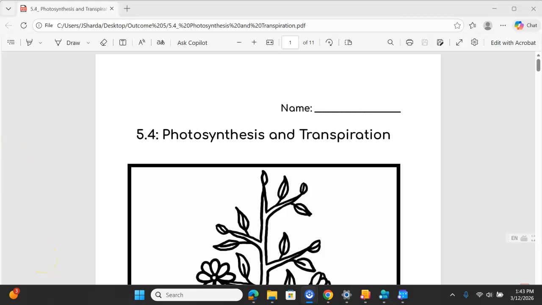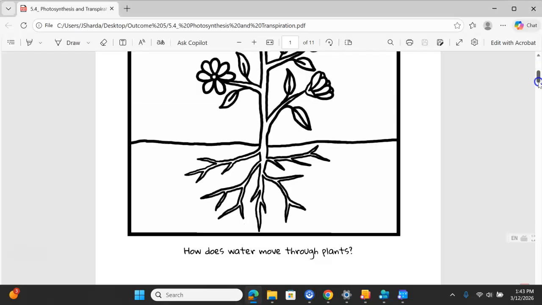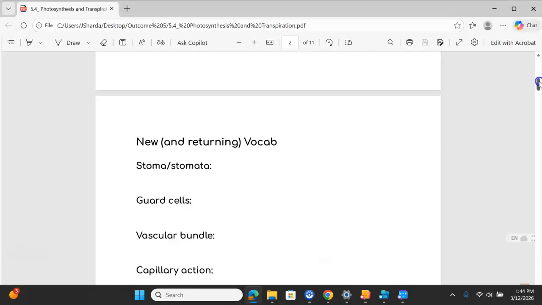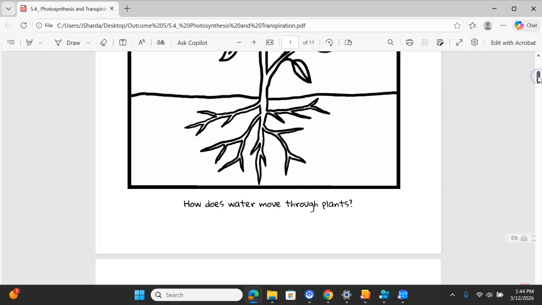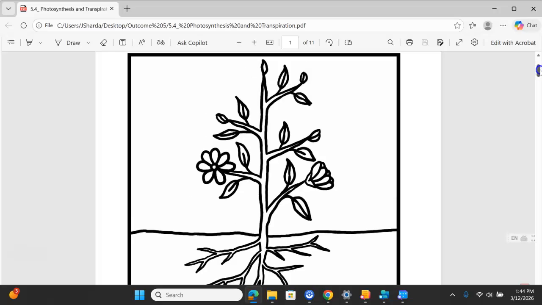Okay, in this last unit of Outcome 5, we're thinking through photosynthesis and transpiration and how the two are linked together very closely. The main guiding question here is, how does water move through plants? Okay, so we are looking at the plant as a whole system. Okay, so how is water moving from the roots all the way up to the leaves?